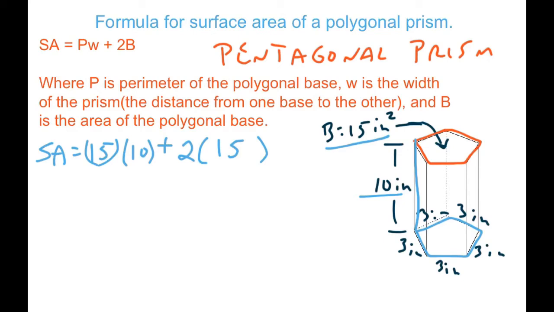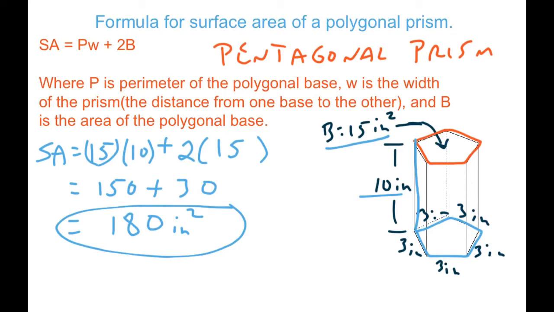Okay, so for any kind of prism other than a rectangular or triangular prism, we'll give you the area of the base, capital B. All right, 15 times 10 is 150. 2 times 15 is 30. 150 plus 30 is 180. This was inches, and we know that it's squared. All right, that's surface area of prisms.